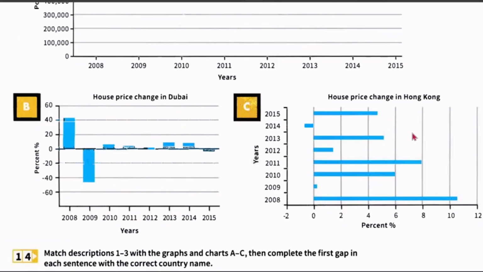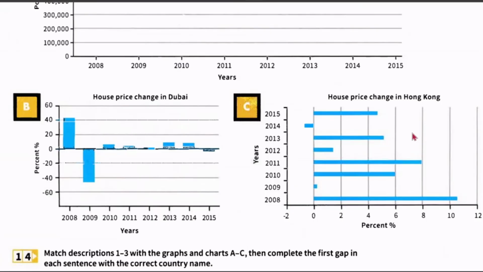So in the year 2008, there has been the highest increase in house price in Hong Kong. On the other hand, there has been highest increase in house price, not change. Don't use change. Highest increase in house price. So the words increase and decrease that you're using, that is representing the change. So you don't have to add the word change again in your sentence.